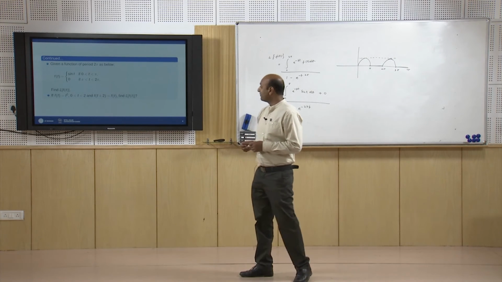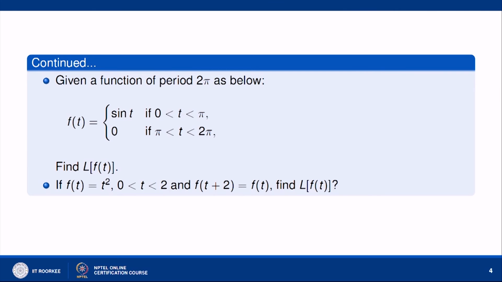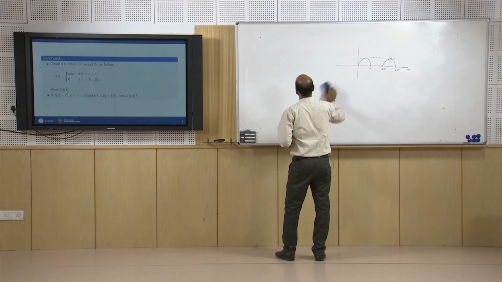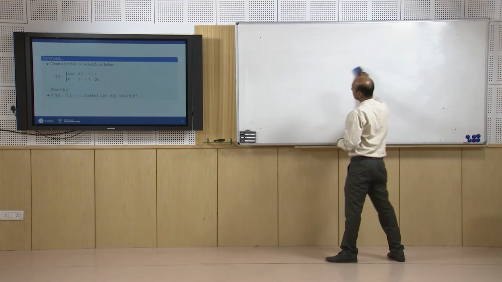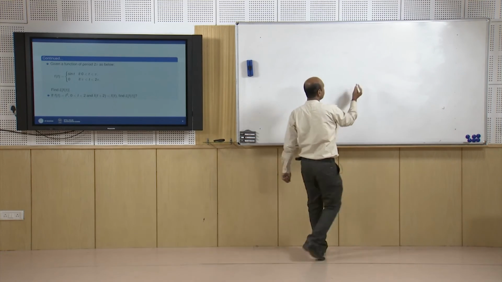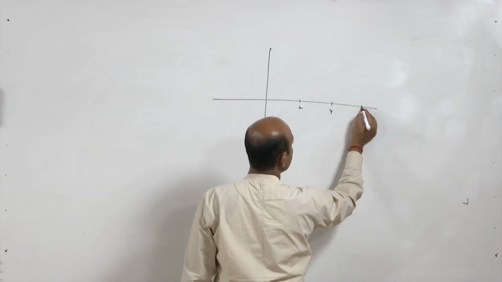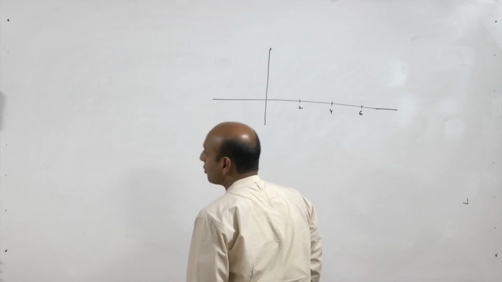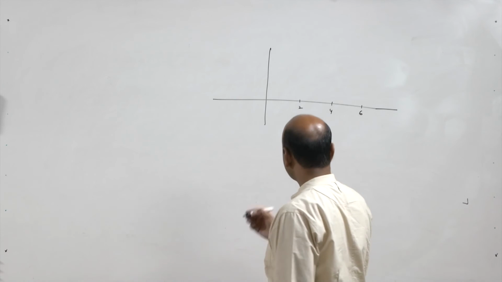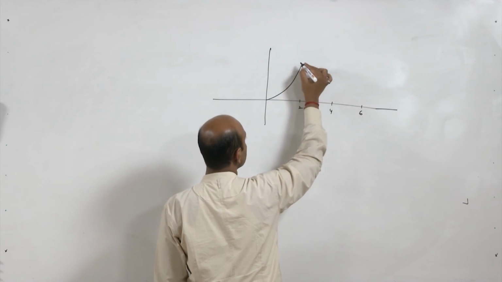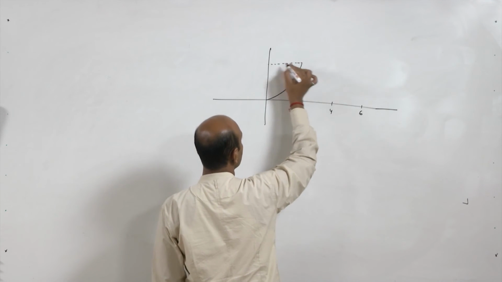Now the next problem: f(t) equals t squared when t varies from 0 to 2, and f(t+2) equals f(t), that means the period is 2. Okay. So what is the shape of this function? First we can visualize the shape, and then we can try to find the Laplace of this function. From 0 to 2, 0 to 4, then 6 and so on. From 0 to 2 it is t squared, that is a parabola, and when t is 2 it is 4. So it is something like this, and this is 4.